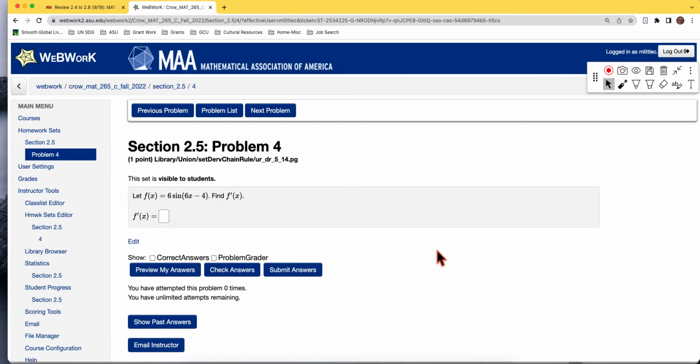Ooh, trig again, right? Okay. What do they want? This set is variable, visible, okay. Let f of x equal that, find the derivative. Okay.